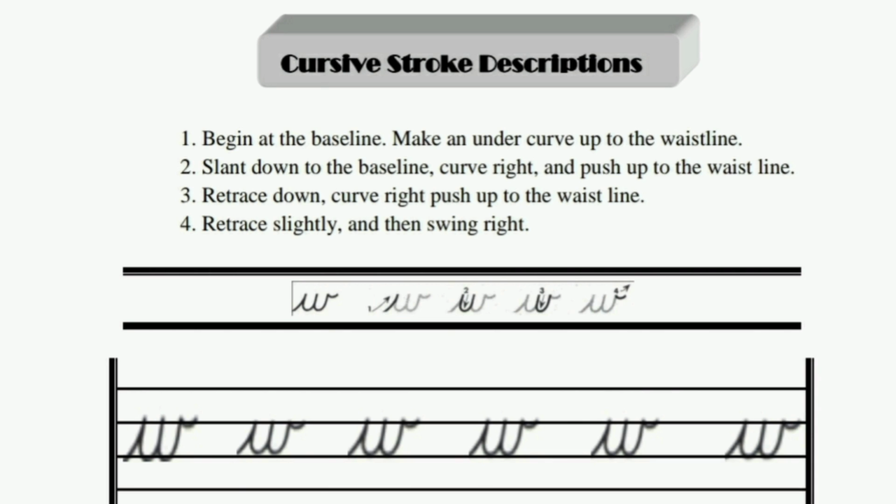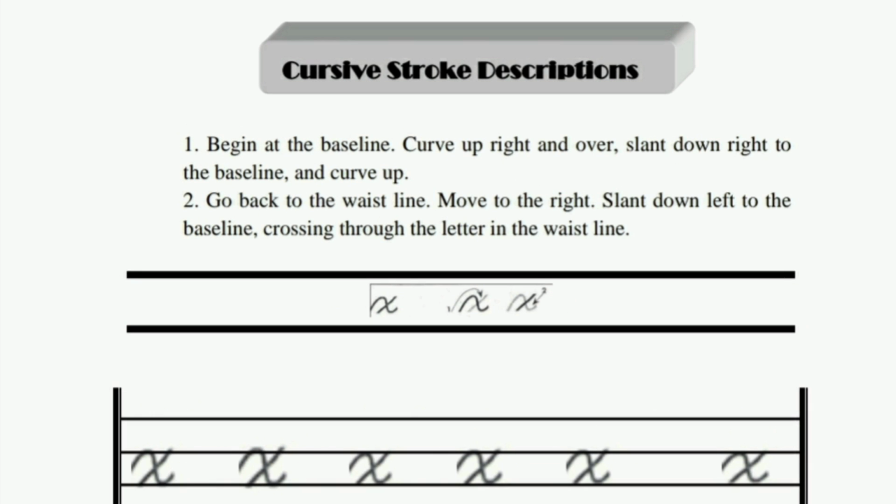Begin at the baseline. Make an undercurve up to the waistline. Slant down to the baseline. Curve right and push up to the waistline. Retrace down, curve right, push up to the waistline, retrace slightly and then swing right.